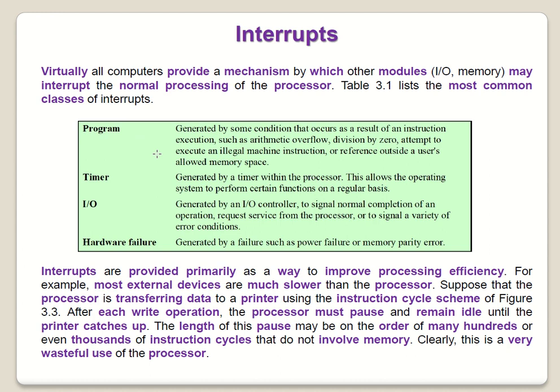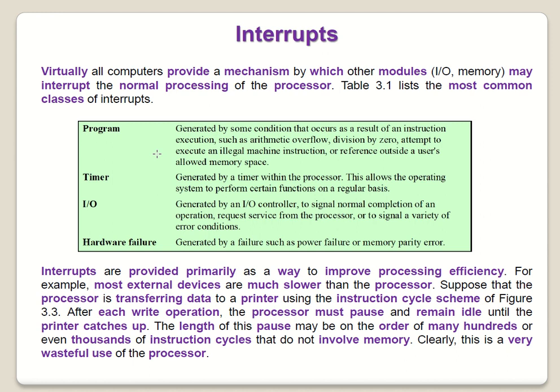For example, if you have an arithmetic operation and there is an overflow, it signals the CPU that there is an error. Or for example, you are dividing two numbers; you can't divide a number by 0, that's an error. Or you are attempting to execute some instruction which is not possible, an illegal instruction.